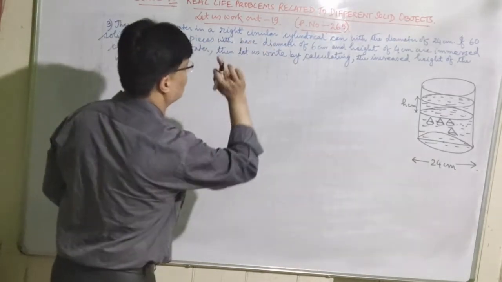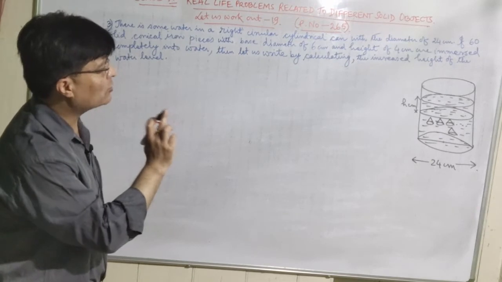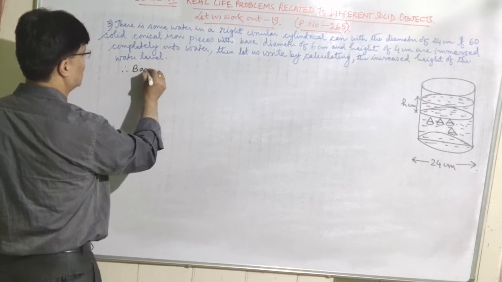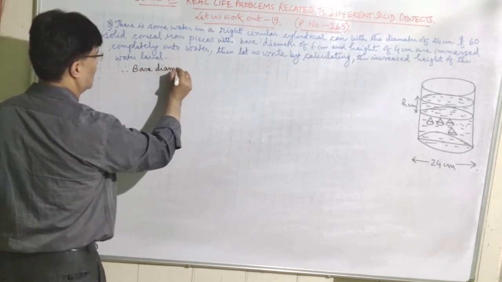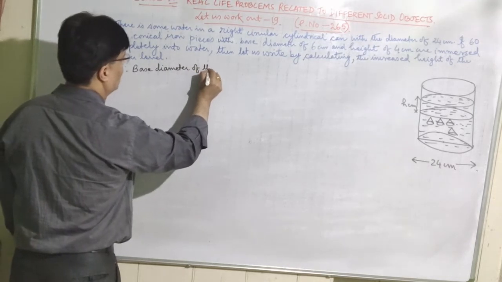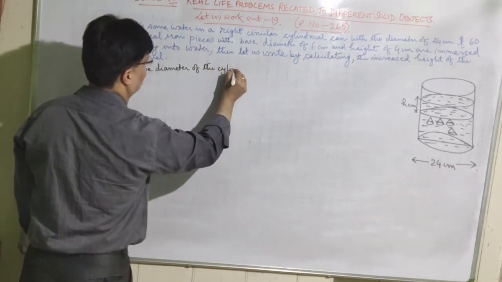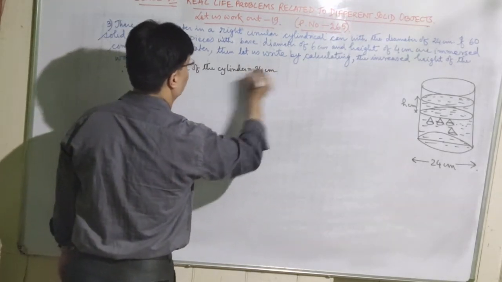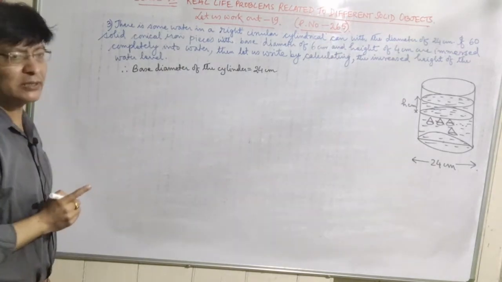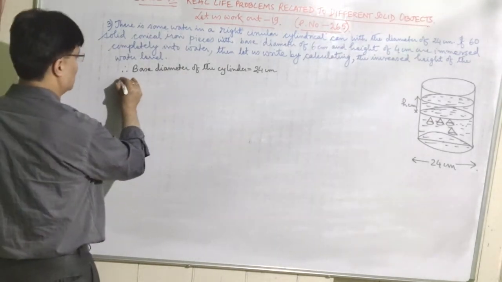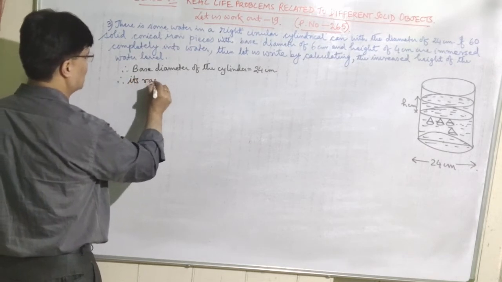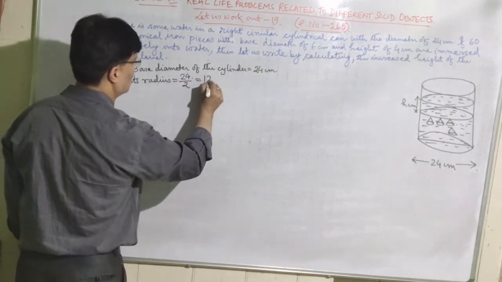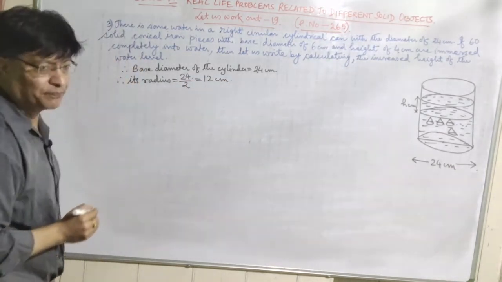Now there is some water in a right circular cylinder can with the diameter of 24 centimeter. So now base diameter of the cylinder is equal to 24 centimeter. So therefore its radius is equal to 24 upon 2, which is equal to 12 centimeter.